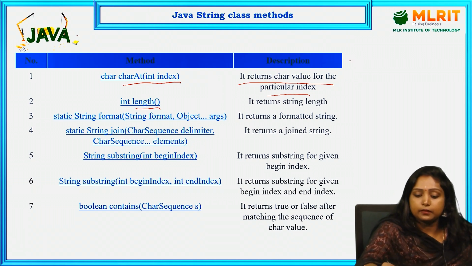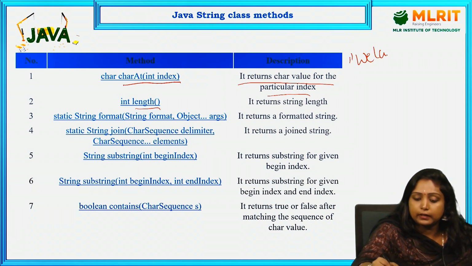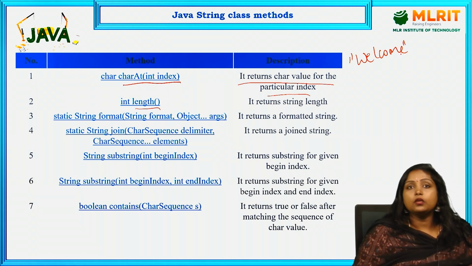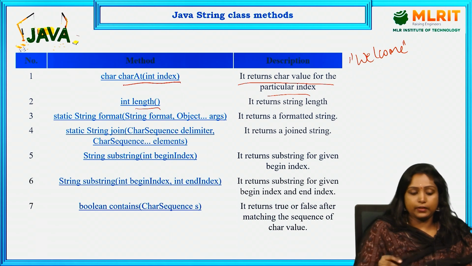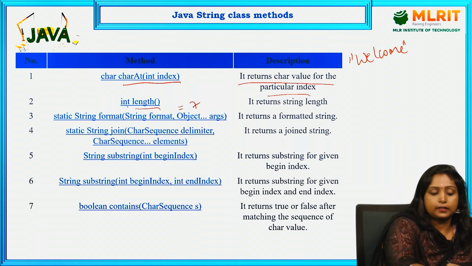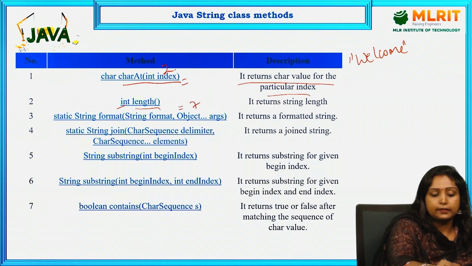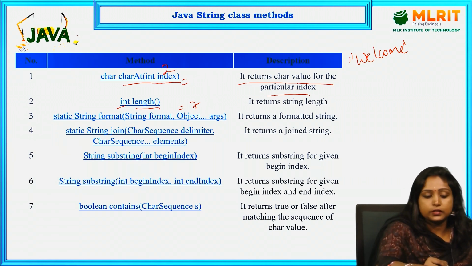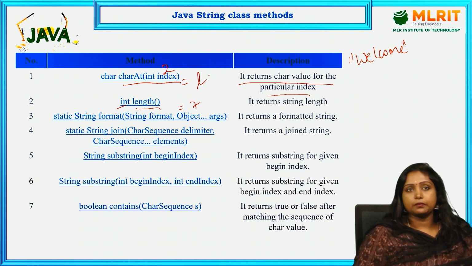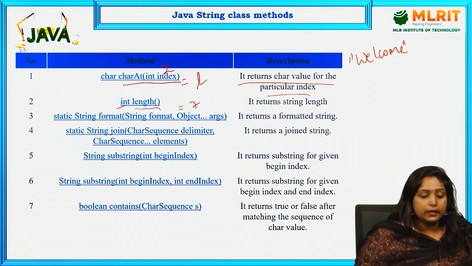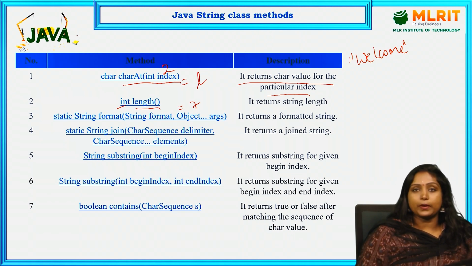If I am giving, for example, "welcome", 1 2 3 4 5 6 7, it will return you the length 7. So it returns an integer value. For charAt, if I am asking for the second index, 0 1 2, it will return the L value. Okay, string format returns a formatted string.